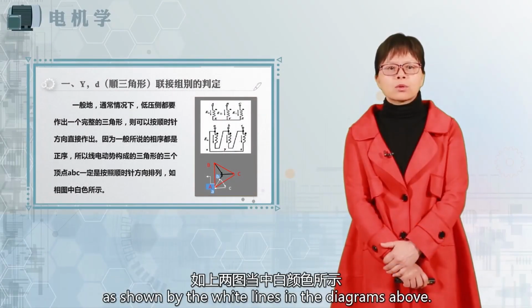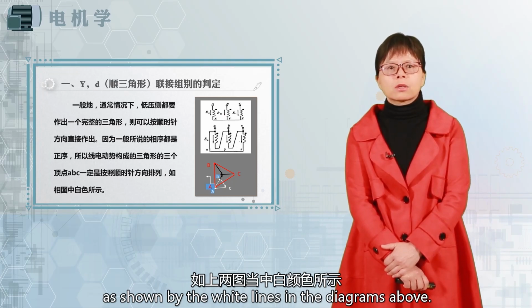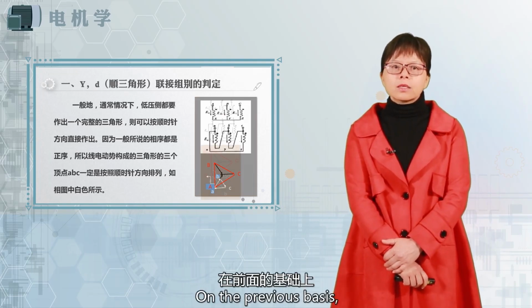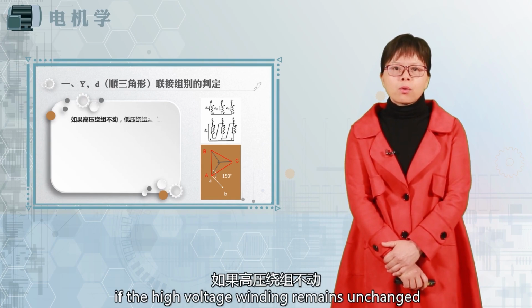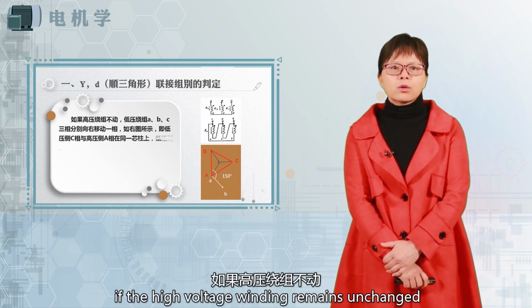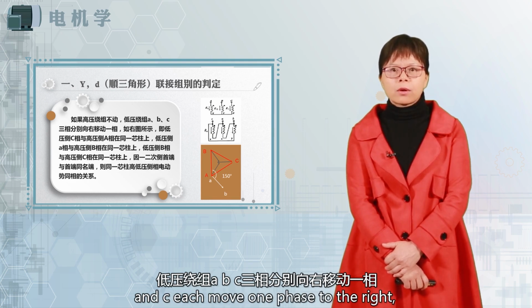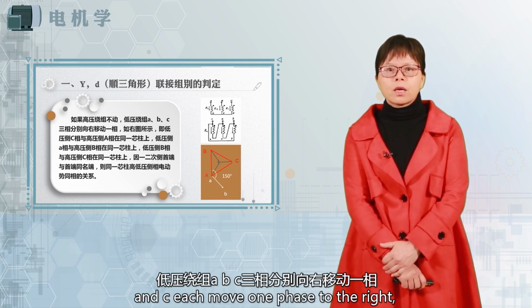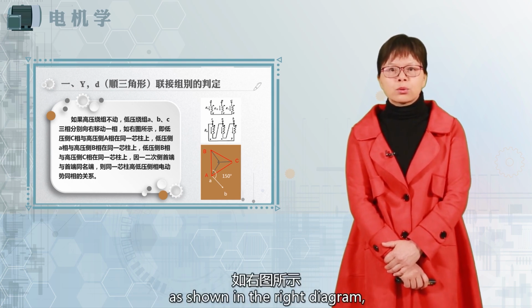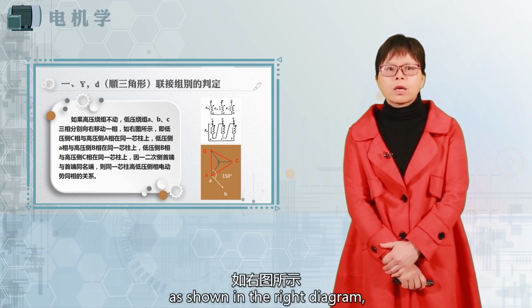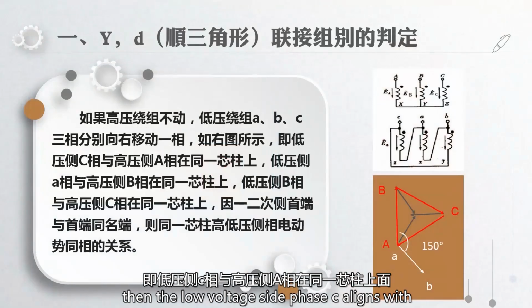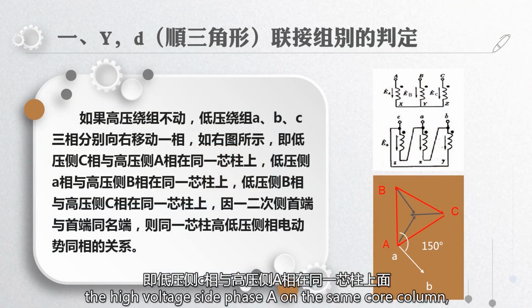As shown by the white lines in the diagrams above, on the previous basis, if the high voltage winding remains unchanged and the low voltage windings A, B, and C each move one phase to the right, as shown in the right diagram, then the low voltage side phase C aligns with the high voltage side phase A on the same core column.